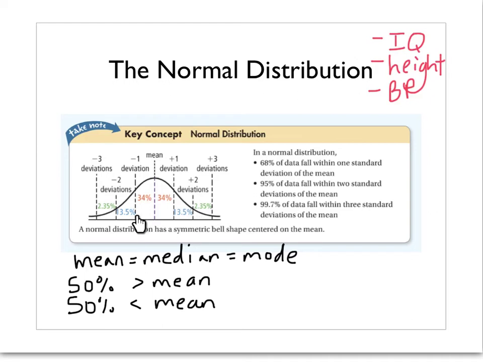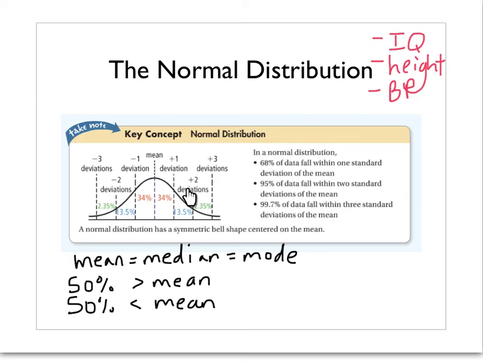Go out one more standard deviation and you get 95%. See that 13.5, 13.5? Add all of this up, you get 95%. That means within 2 standard deviations of the mean, you'll find 95% of your data.